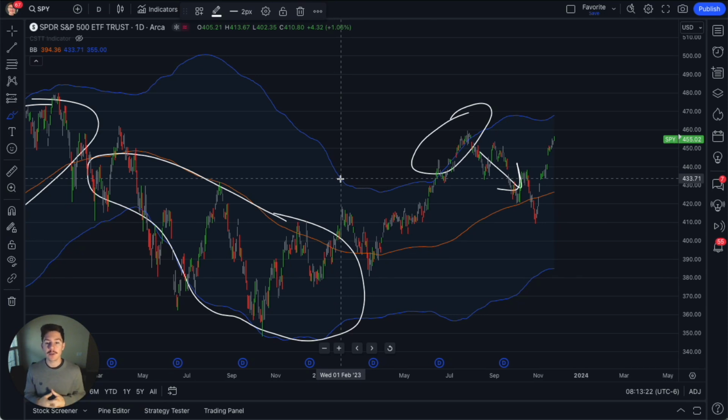So that's how I use the Bollinger Band indicator, and have been using it for the last 5 years to avoid crashes and to actually make money, because I know when my strategies work and when they don't.